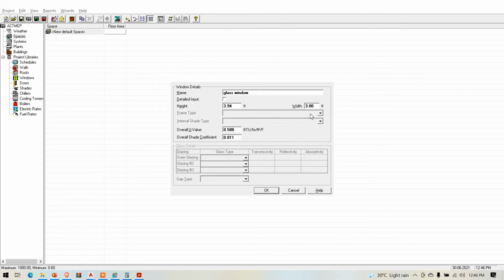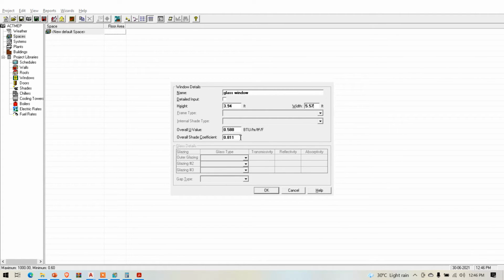3.94 and 5.75. This is in feet. We have to remember that the values have to be given in feet. Here they have given the U value, which is the default U value. If you know the U value, we can change it. If you don't have the U value, don't change it unless the client is going to give the value. Otherwise you can consider the default U value over here, and the shade coefficient also.